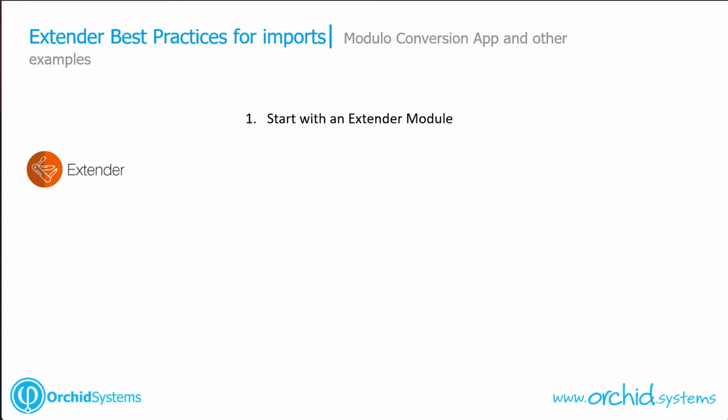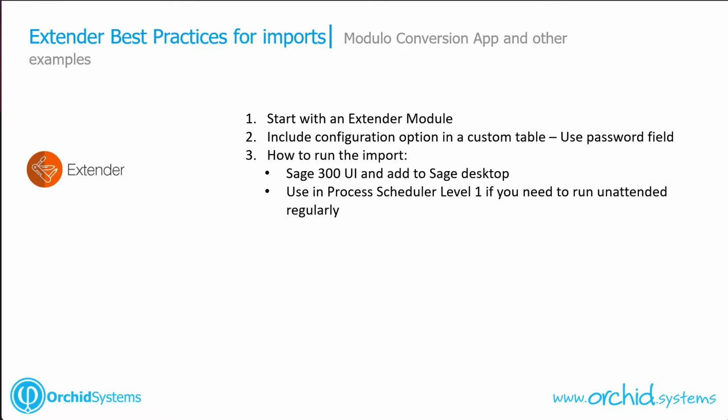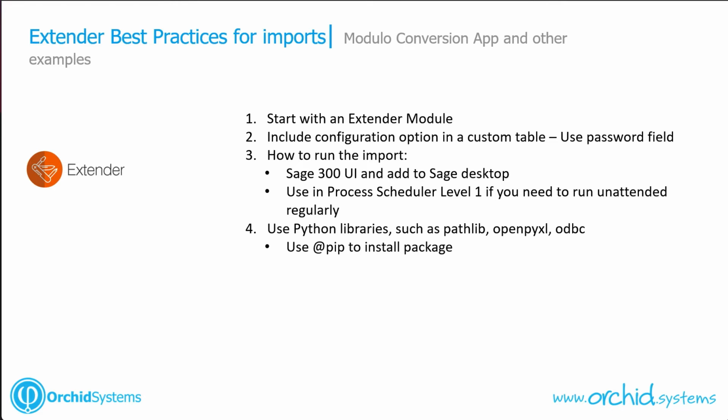Best practices for import include, first, we'll start with an Extendo module. We would generally include configuration options around the import in a custom table. There are different ways to run the import. You can run it from the Sage 300 UI, so from the Extendo script screen, or you can add it to the desktop, or you can use it in Process Scheduler Level 1 if you need to run it attended regularly.